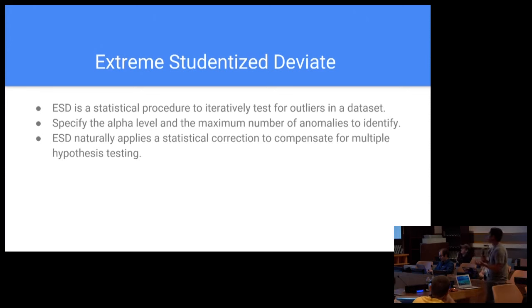The idea of the extreme studentized deviate is a statistical procedure to iteratively test for anomalies. We basically specify beforehand how many anomalies we think there are. We say, I think there are 10 anomalies in this data set, or I think there are 50, and then we iteratively test for them.